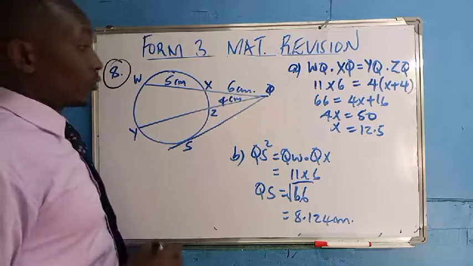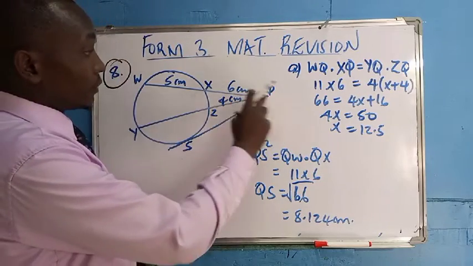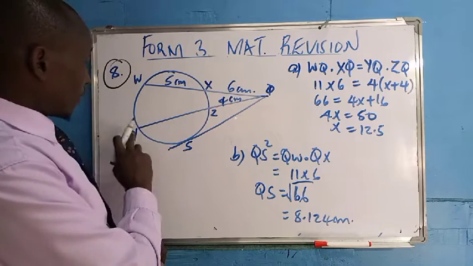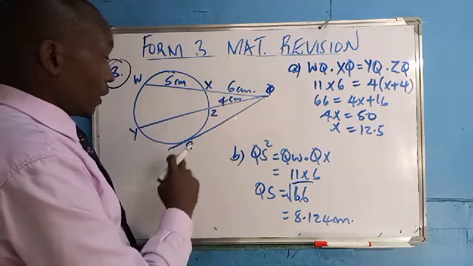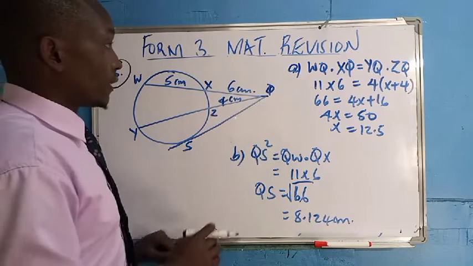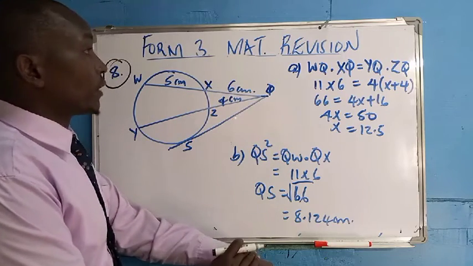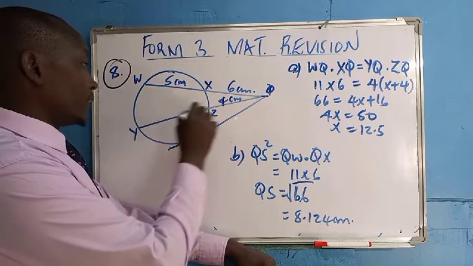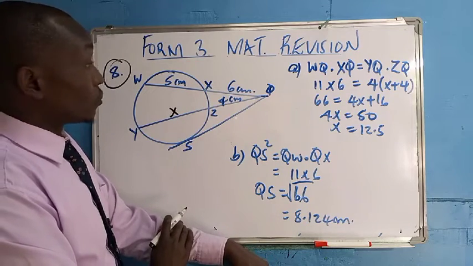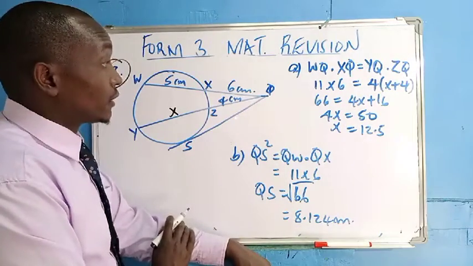Question number 8, you're given a secant WQ and then there is another secant YQ and a tangent SQ. So the first part, part A, the student is expected to work out YZ, this one. I mark it X.